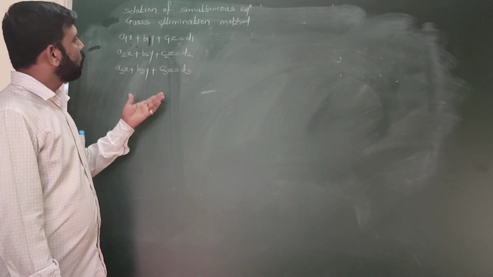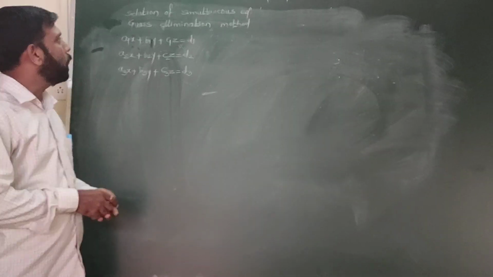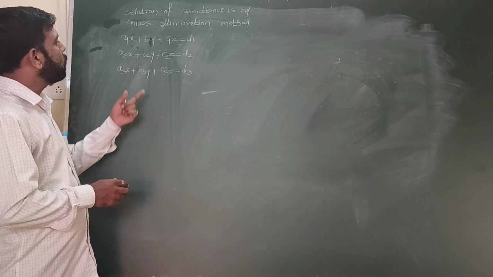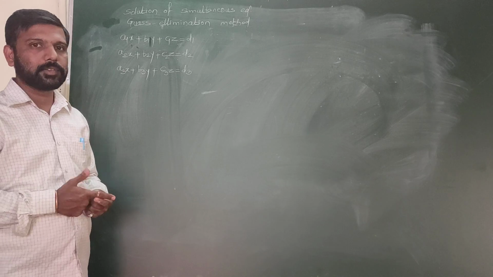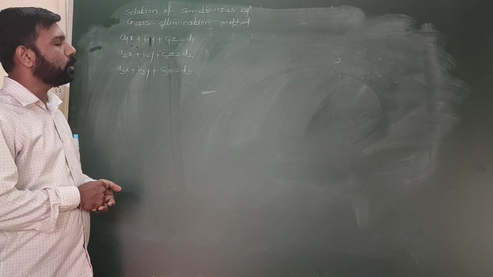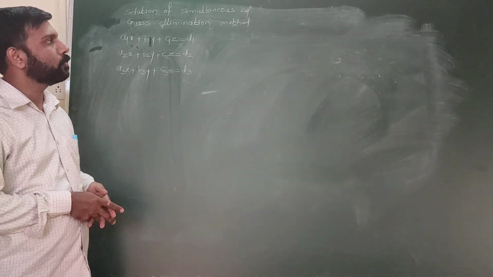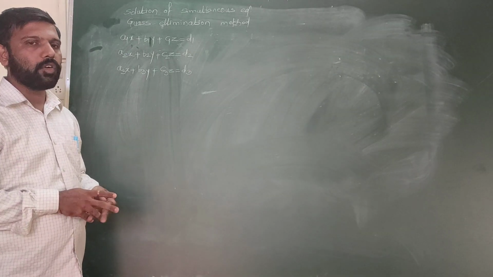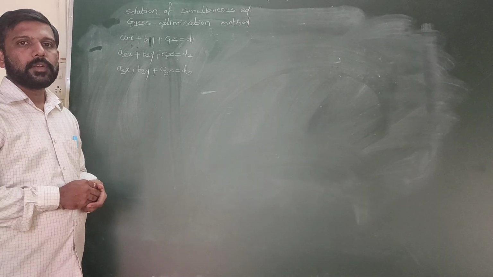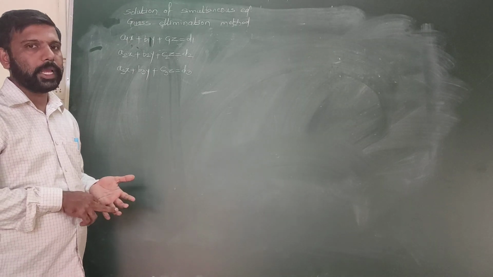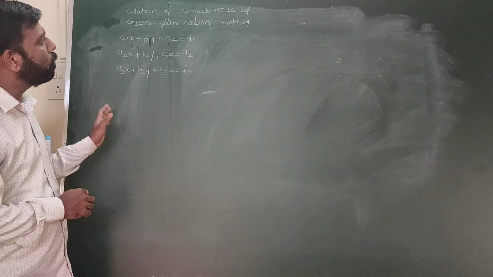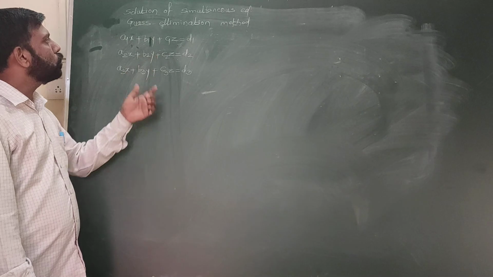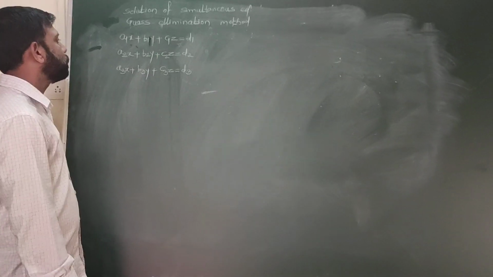Hello friends, we start with the heading solution of simultaneous equations. We solve these simultaneous equations by using different methods. Here we are starting with the first method, that is Gauss elimination method. There are different methods under this heading: Gauss elimination method, Gauss-Jordan method, Gauss-Seidel method, Gauss-Jacobi and relaxation method. So different methods are there, and they have different procedures. Right now we'll understand this Gauss elimination method.